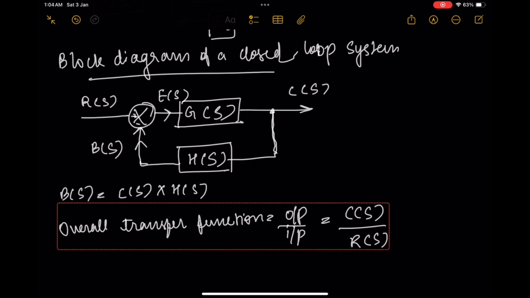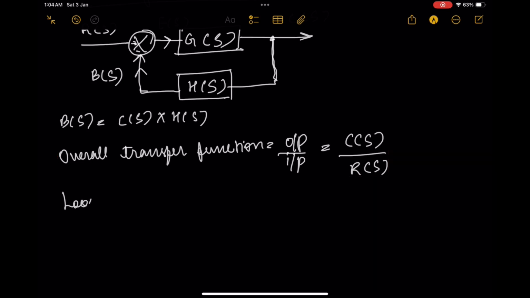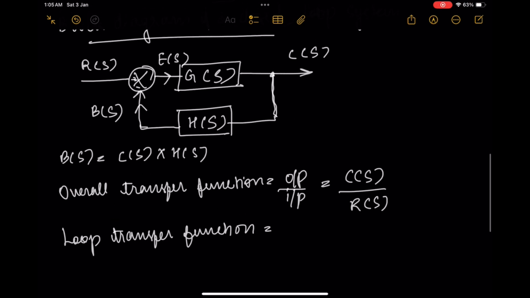And our loop transfer function will be, I'm writing the loop transfer function. It is a loop, no? It is coming from c of s, it's going to here. So I'm writing it as c of s into h of s. Okay, that is our loop. I'm so sorry, it's my mistake. This is not how you write the loop transfer function. I'll tell you how you write the loop transfer function.